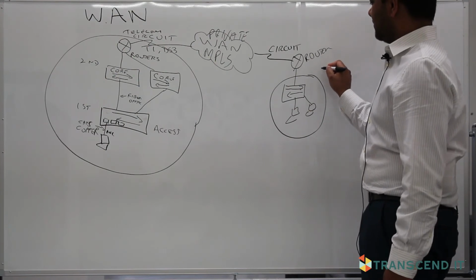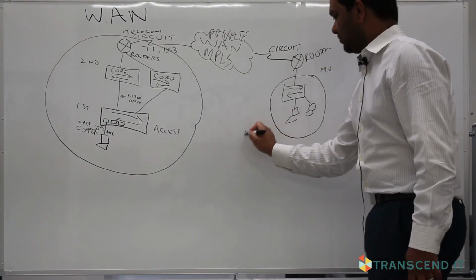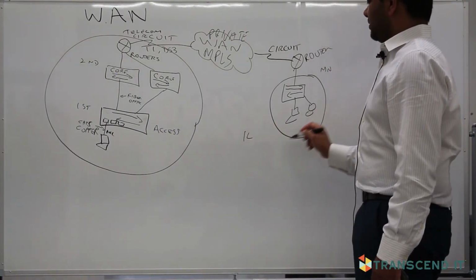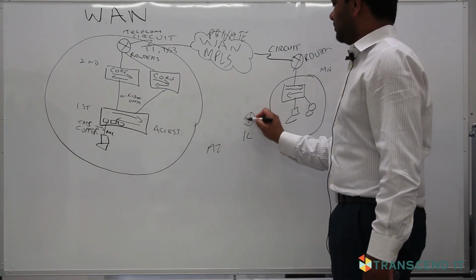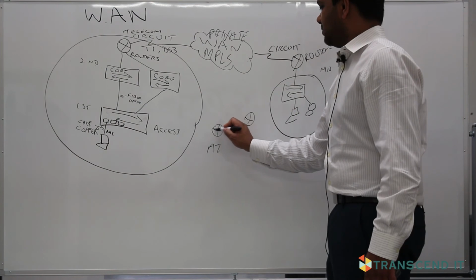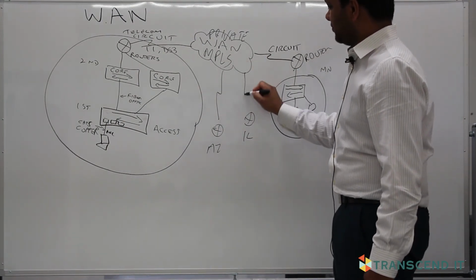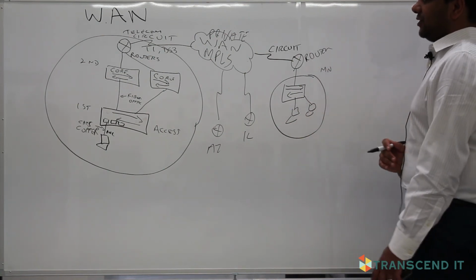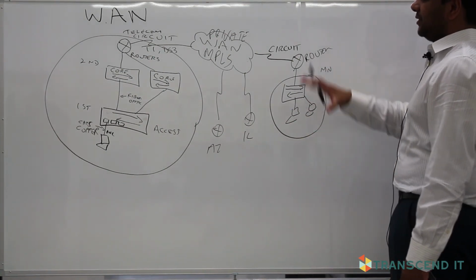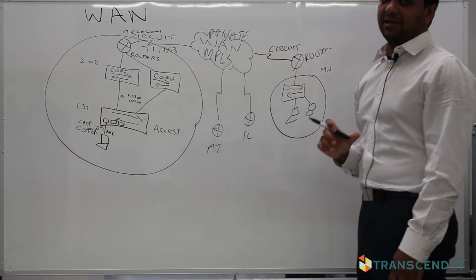So if this is your Minnesota site, you will have another site in Illinois and another site in Arizona, and they all have routers that have a circuit that connect back to the MPLS network. So this is a typical Fortune 1000 environment. So now you understand the WAN side of things also.